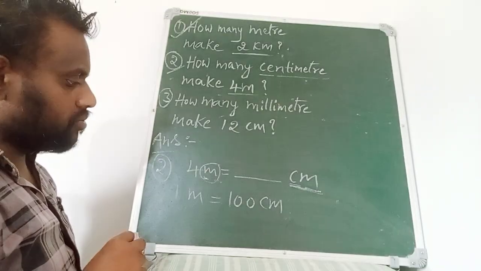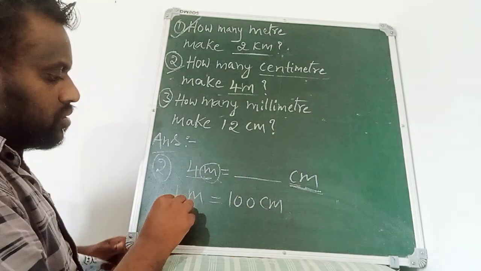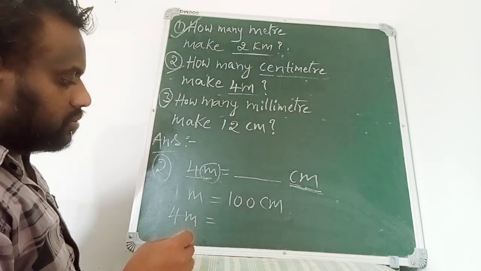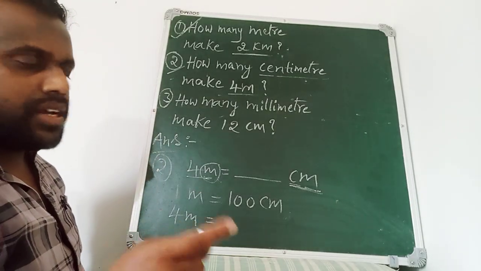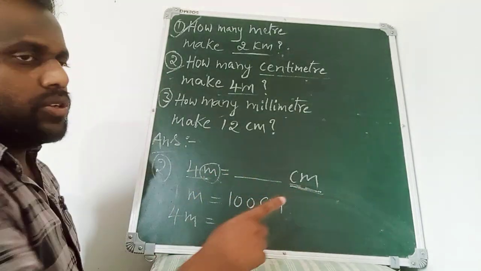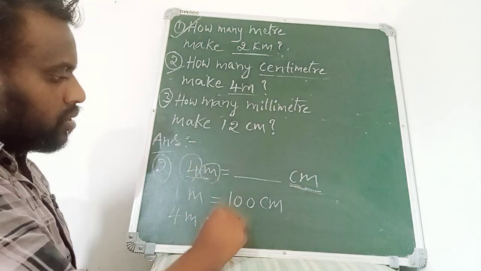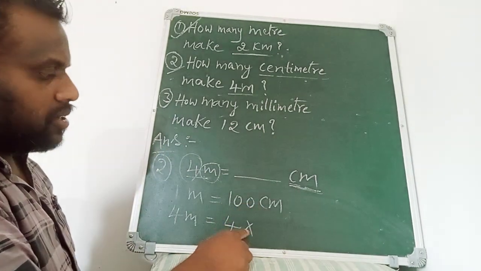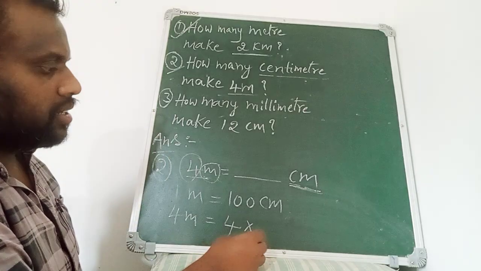Now we want 4 meter is equal to what? So write it here. 4 meter is equal to what? I already said, to convert this bigger unit into a smaller unit, we should multiply this number 4 into, I mean multiply, by something.